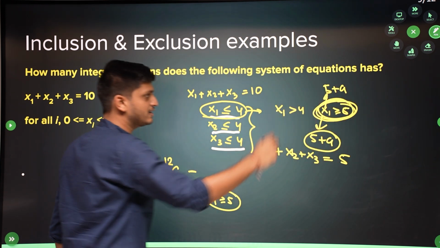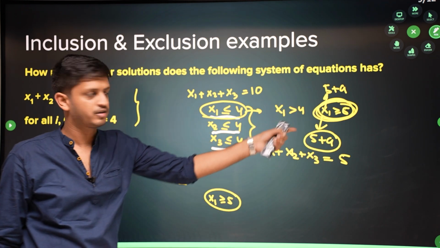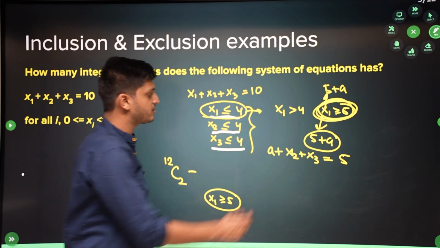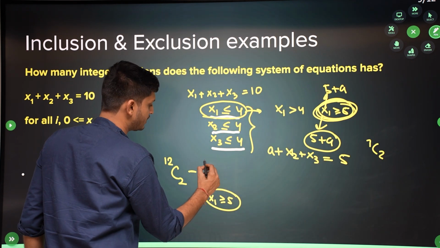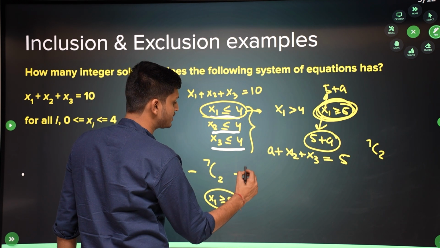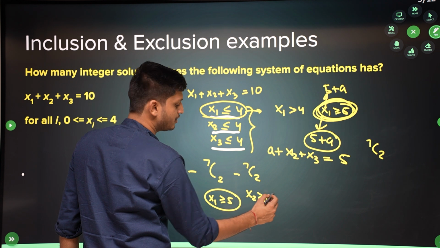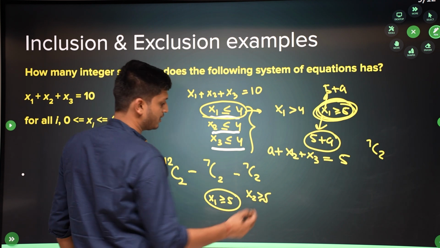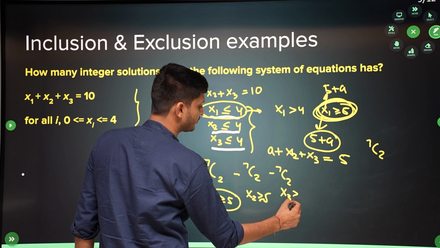If you are not understanding this, watch my last video, combination with repetition examples. I have solved this there, okay? So how many solutions are there to this equation? 7C2. So there are 7C2 ways in which x1 is greater than or equal to 5. Similarly, there will be 7C2 ways in which x2 is greater than or equal to 5. Same way, with symmetry, there will be 7C2 in which just x3 is greater than or equal to 5.